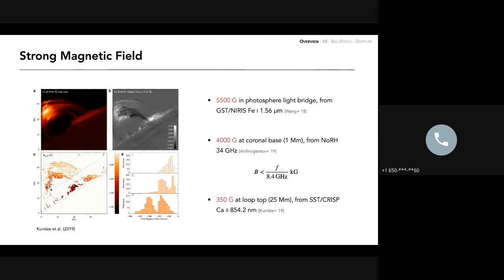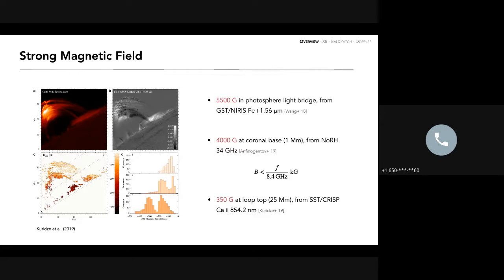So this active region has really strong magnetic field. Using the infrared observations from the GST solar telescope, Haiming Wang and his group measured about 5,500 Gauss magnetic field in the photospheric light bridge using just the splitting of the line. You can just immediately measure the magnetic field strength.